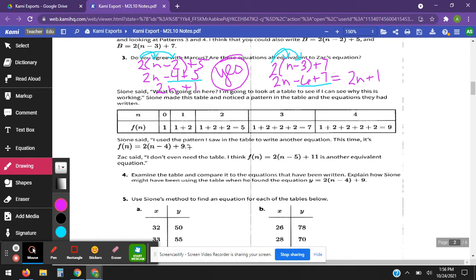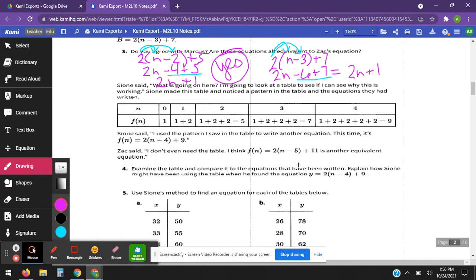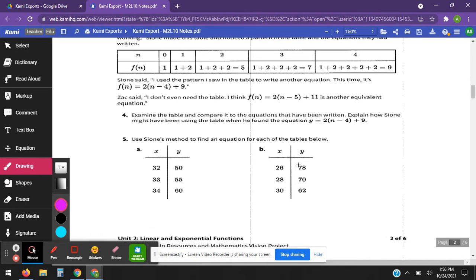And Zach said, so Sion says, I use this pattern I saw on the table to write another equation. This time it's 2n minus 4 plus 9. Zach says, I don't even need a table. I think 2 times n minus 5 plus 11 is another equivalent. So examine the table and compare it to the equations that have been written. Explain how Sion might have been using the table when he found this equation.